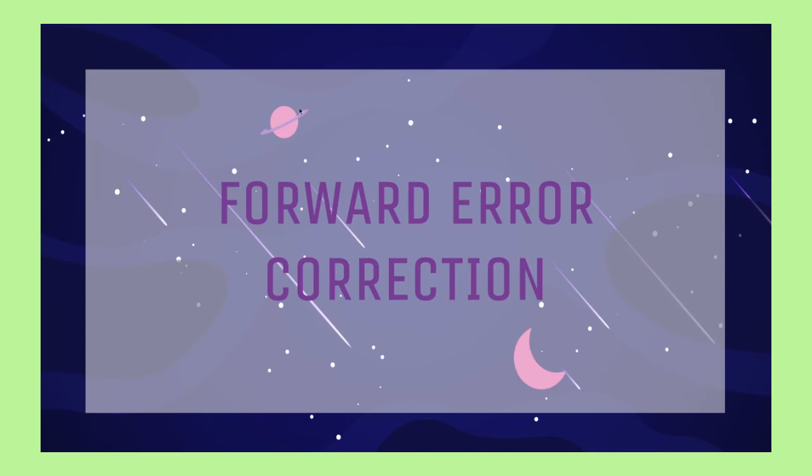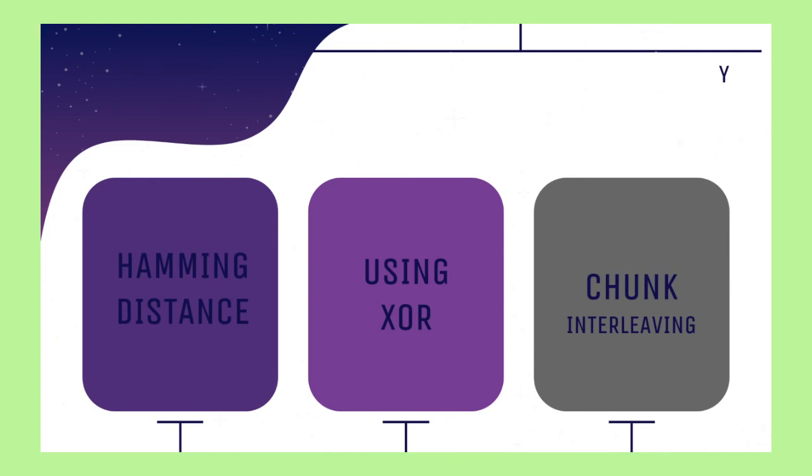Next, I would like to talk about error correction techniques. There are two methods for error correction, which are forward error correction and backward error correction. In forward error correction, there are three methods. First is Hamming distance, next is using XOR, and the last one is chunk interleaving.